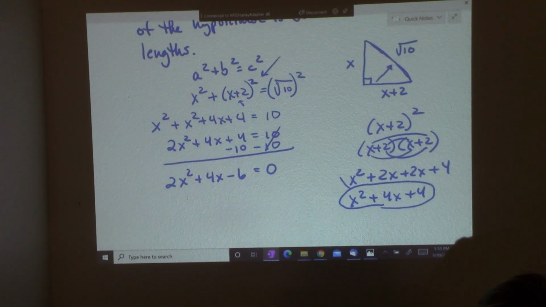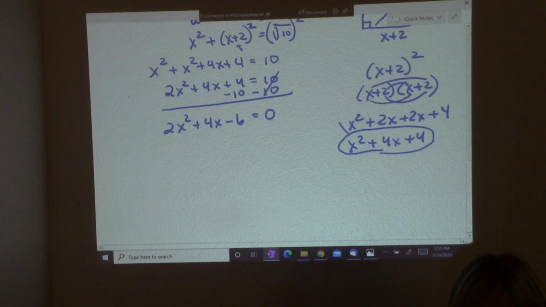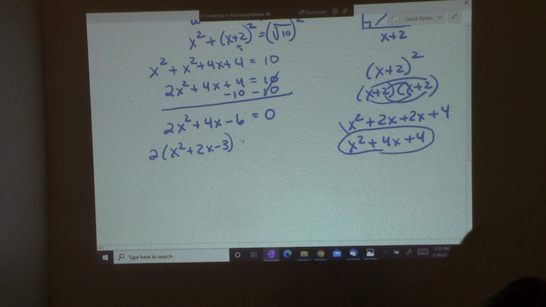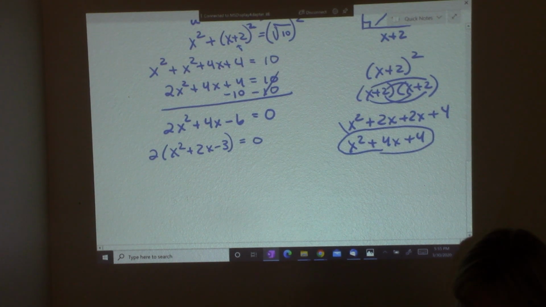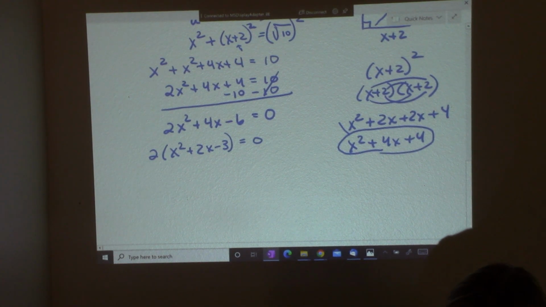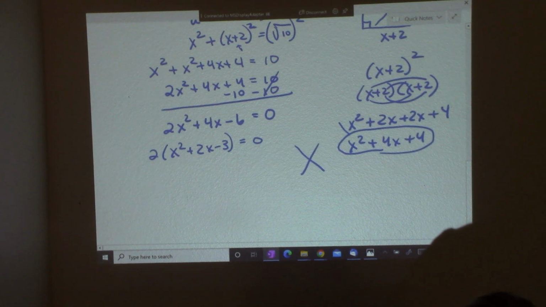Now I'm going to use one of my factoring methods. I could do factor by grouping, maybe magic x, maybe bottoms up. But the first thing I always do is look for common factors. So what is common to 2x squared, 4x, and 6? 2. So I'm going to take out a 2. Okay, so now I don't have to do bottoms up. Whew, that's much better.